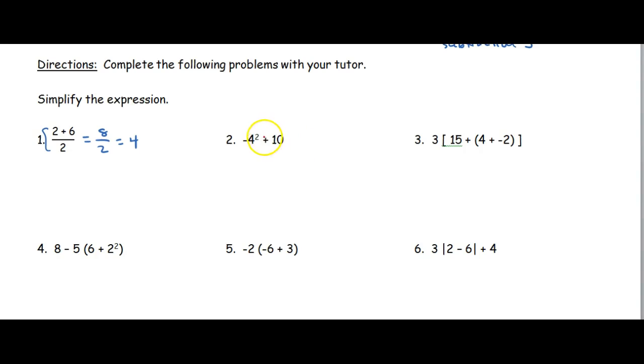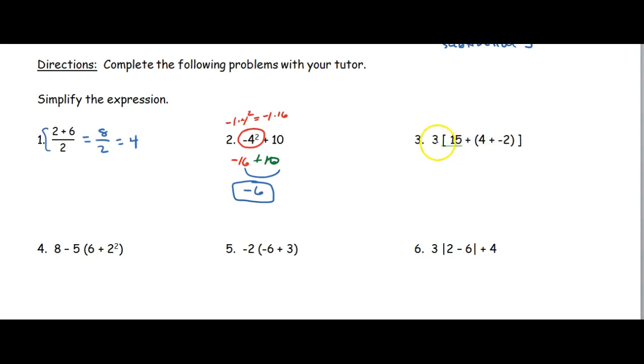Now, this one here, we don't see parentheses, we see exponents. When you evaluate this, you have to be very careful. The negative is not inside the parentheses. Therefore, you have to think of this as -1 times 4 to the second power. Now, we know 4 squared is 16, but -1 times 16 would give you -16. Then, once you evaluate the exponents, now we can go ahead and add the 10. -16 plus 10 is going to be -6.